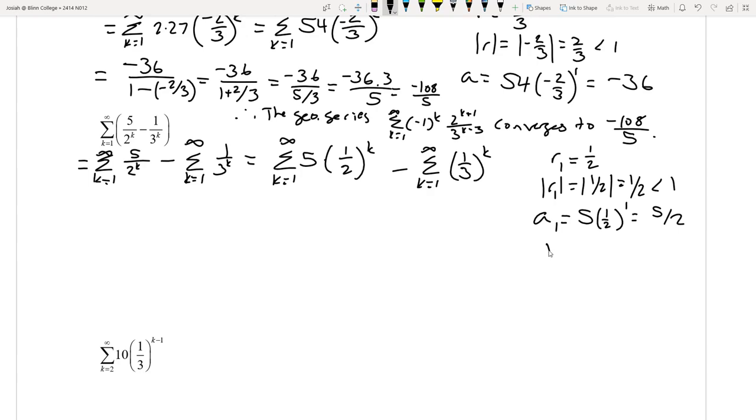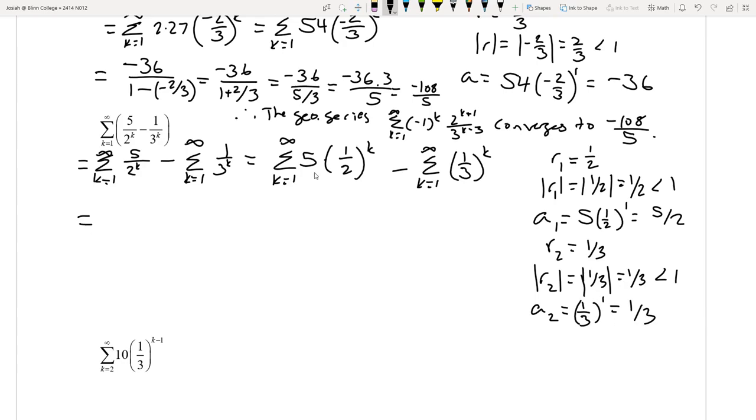Next, we look at r sub 2 and a sub 2. So r sub 2 is 1/3. The absolute value of r sub 2 is 1/3, which is less than 1. And again, you probably do want to figure out both r's first. If one of these guys diverges, the whole thing diverges. In this case, both of them will converge because the absolute value of r is less than 1. So then we figure out the first term of our second series. Plug in k equals 1, we get 1/3 to the first, which is 1/3.